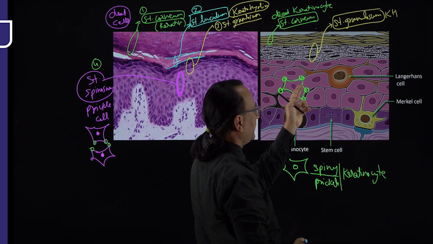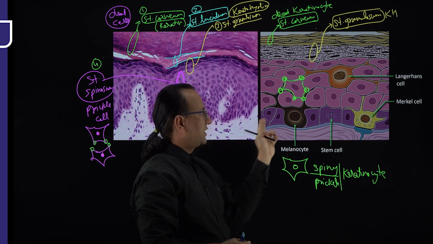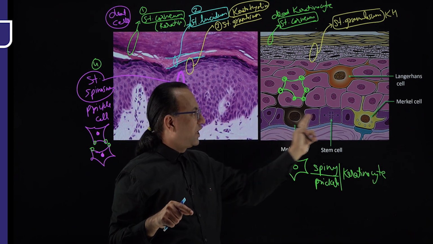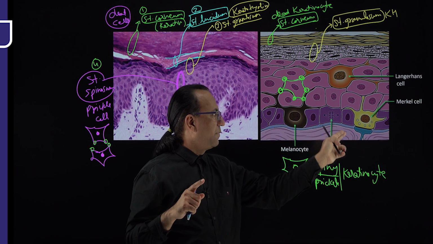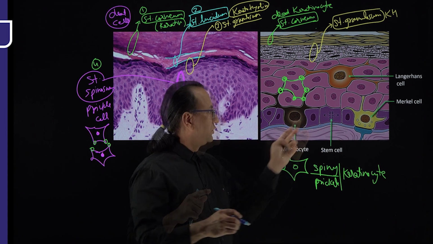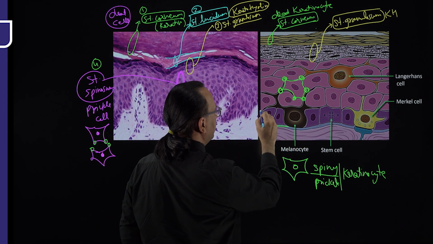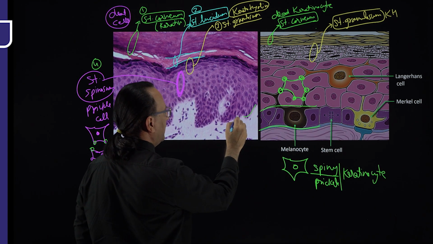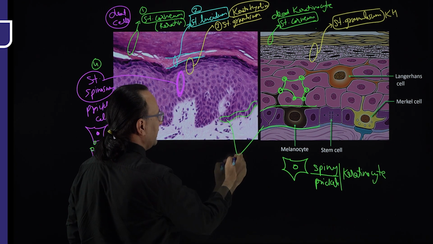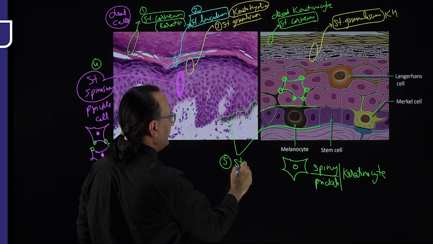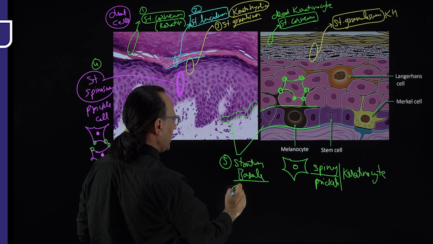But at present, let us talk about the fifth layer, the stratum basale or stratum germinativum. It is a single cell layer sitting on the basement membrane, having different types of cells. This single cell layer can be shown here also. The very basal layer is the one called the stratum basale. So layer number 5, the stratum basale, is also called the stratum germinativum.